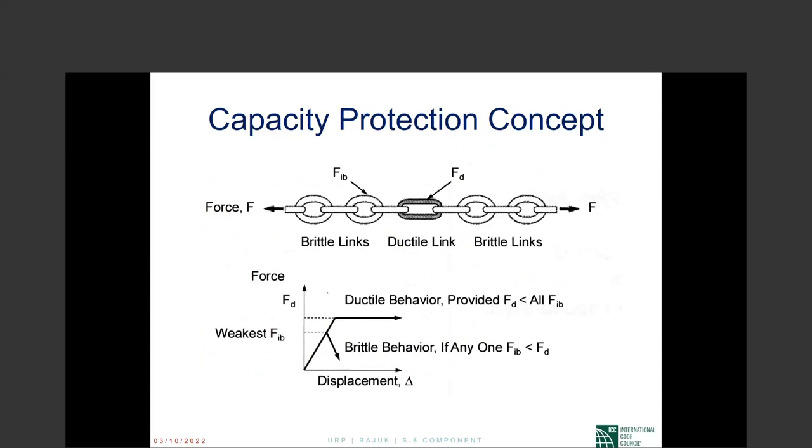So imagine that you have a chain and you have selected that the yielding element will be in the middle of that chain. Once you have the yielding element, you are limiting the forces to the force inside the ductile link, which is equal to F sub D. There is no way to exceed that. But you want to make sure that this element can really displace at the displacement needed, so that you don't fracture it. So that will be the capacity protection design.